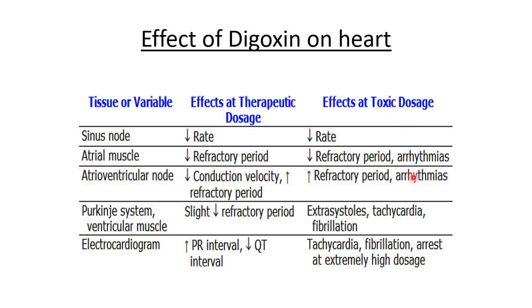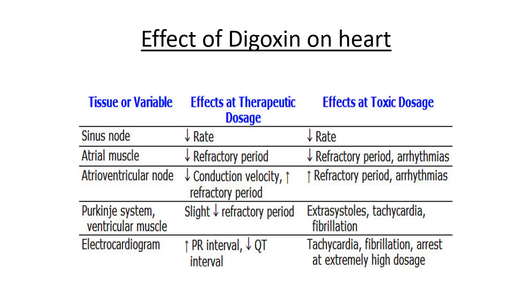And at toxic doses, at the Purkinje system, extrasystole will occur, tachycardia and fibrillation, ventricular fibrillation, ventricular tachycardia, this will occur, premature ventricular beats will appear, and on ECG the QT interval will be shortened. QT interval shows the period of ventricular depolarization and repolarization, and that interval will be shortened.